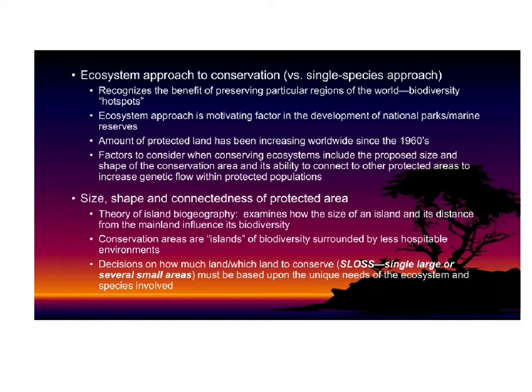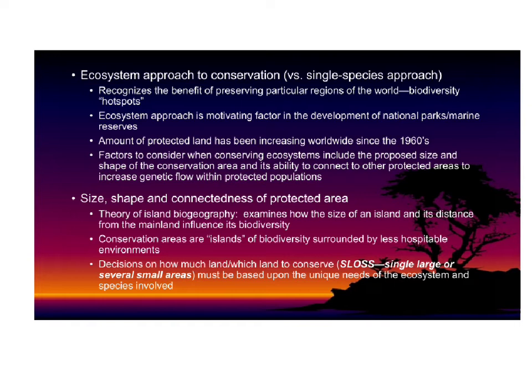Since the 1960s, the amount of protected land has been increasing worldwide. That's a good thumbs up. Thank you, world. Factors to consider when conserving ecosystems include the proposed size of the protected area, also the shape of that conservation area, and its ability to connect with other protected areas in order to enhance and preserve genetic flow within the species that are within the protected areas. If you don't allow for some kind of genetic flow between protected areas, you end up with inbreeding depression and other kinds of genetic issues.